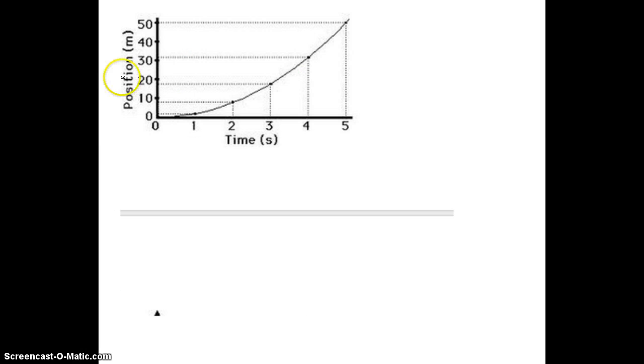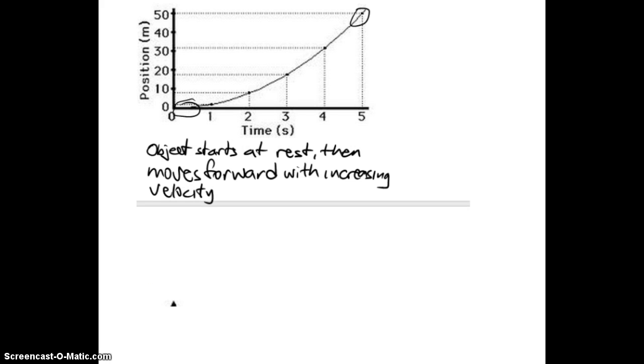Let's take a look at this next graph. Again, it's position on this axis, time along this axis. We can see the object is starting at the origin and continues to move forward, always moving forward. But remember, the slope of this tells us how quickly our position is changing. So if I want to tell the story, I see that the object starts at rest, it's almost a horizontal slope there, then moves forward. We see it's an increasing position with time, with an increasing velocity. Slope gets steeper. Let's go ahead and make the velocity versus time graph as well.